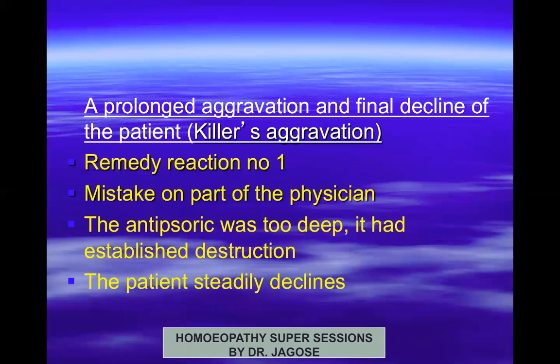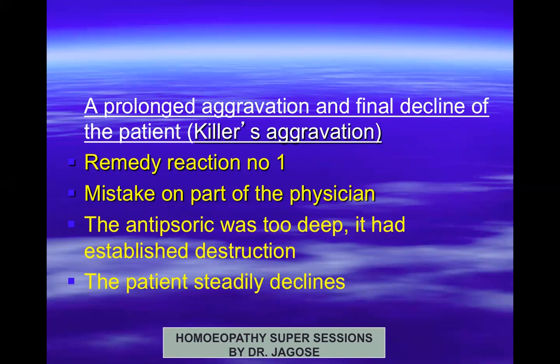The second example is a prolonged aggravation with final decline in health of the patient. It is also known as killer's aggravation. This is Kent's remedy reaction number 1. Here, the killer's aggravation or a prolonged aggravation takes place, and ultimately it will lead to the death of the patient or final decline of the patient.